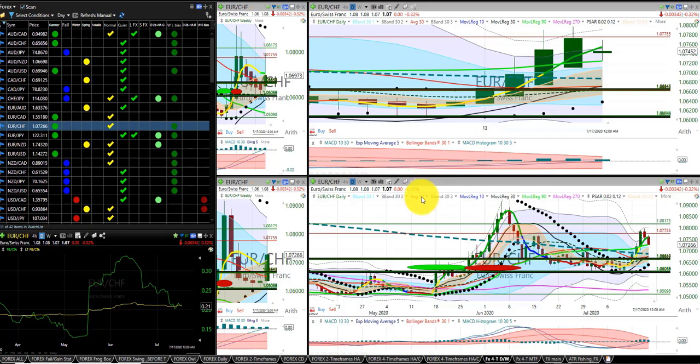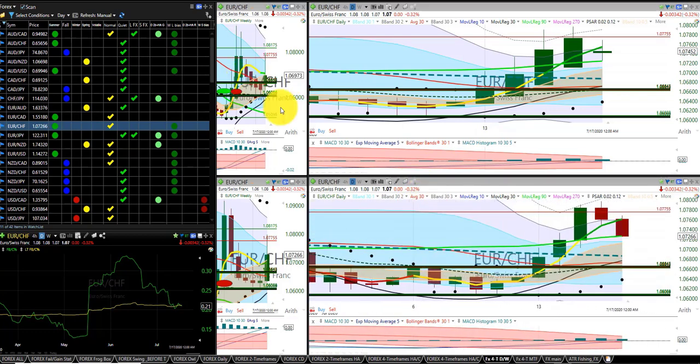Euro Swiss franc, we had a long and no real direction at this point, but we had a long. So as soon as we hit this, we hit our Z3 target. This was a phenomenal trade on the Euro Swiss franc. So it went up here, hit our Z3 excursion, and then came right back down.